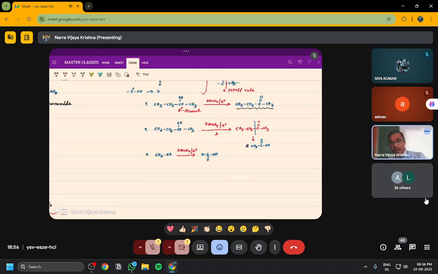All carboxylic acids are stable in presence of KMnO4 except formic acid. Are you able to understand? All carboxylic acids are stable in KMnO4 or K2Cr2O7, meaning all are stable in strong oxidizing agents except formic acid. Formic acid in presence of strong oxidizing agents will undergo further oxidation to form carbon dioxide and water. In all remaining cases, the reaction will stop at carboxylic acid. Only in case of formic acid, it will convert further to carbon dioxide.